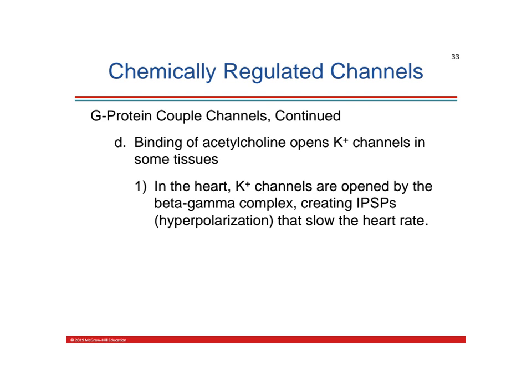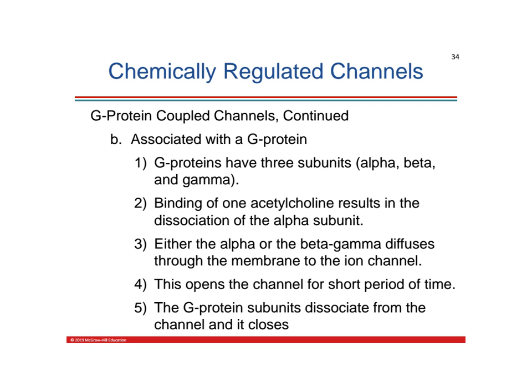Okay, to summarize what we just talked about, G protein coupled channels are very important. Binding of acetylcholine opens potassium channels in some tissues. In the heart, potassium channels are opened by the beta-gamma complex, creating IPSPs, or hyperpolarization, that slow the heart rate. Again, these channels are so important, it's worth really understanding them a little bit better.